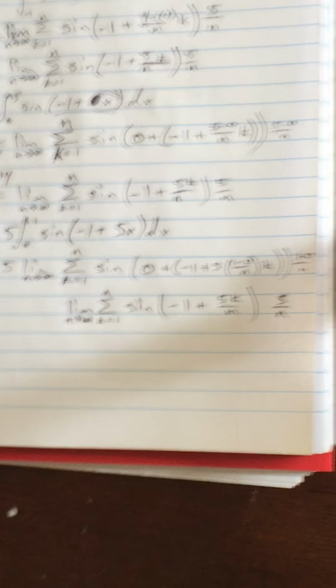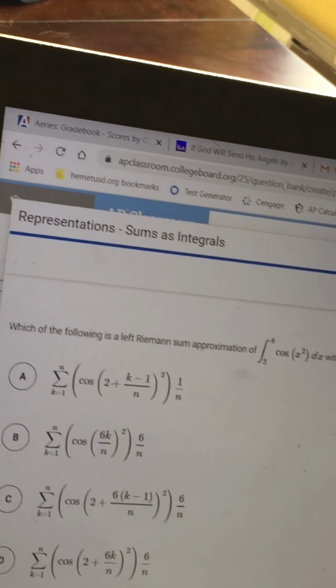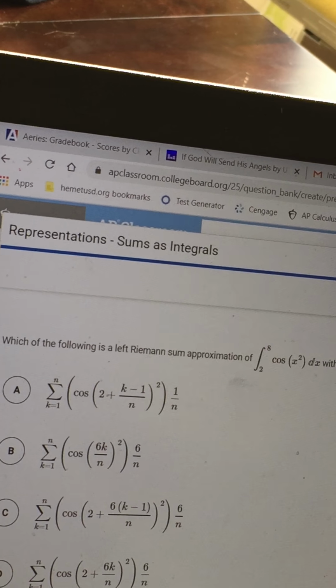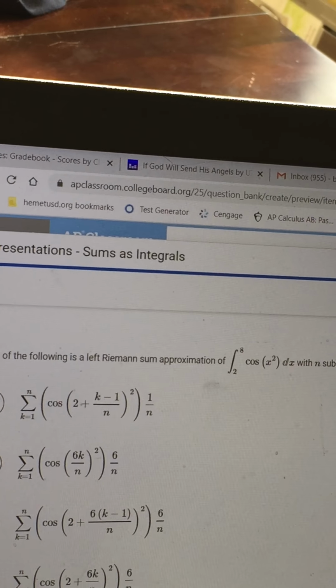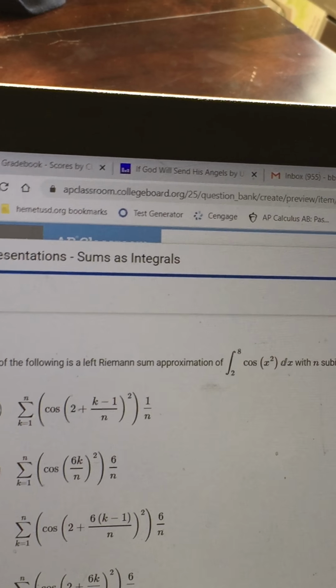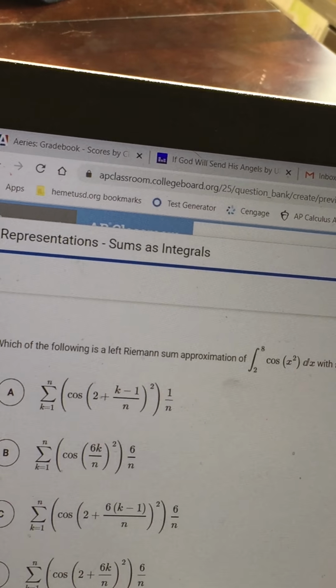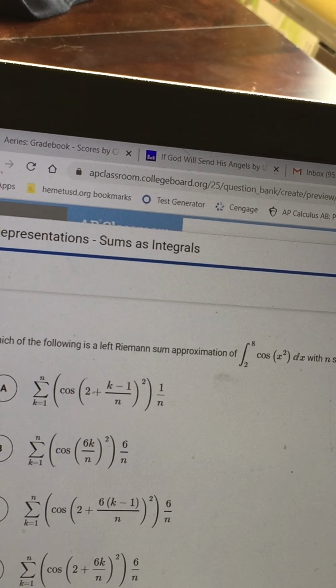Now, the next one is a little bit different. This one says, which of the following is the left Riemann sum approximation? That approximation means that we don't actually have to worry about that limit. That's why none of the answers have the limit on it. So we're going to do this. And now the left one is a little bit different than the right.